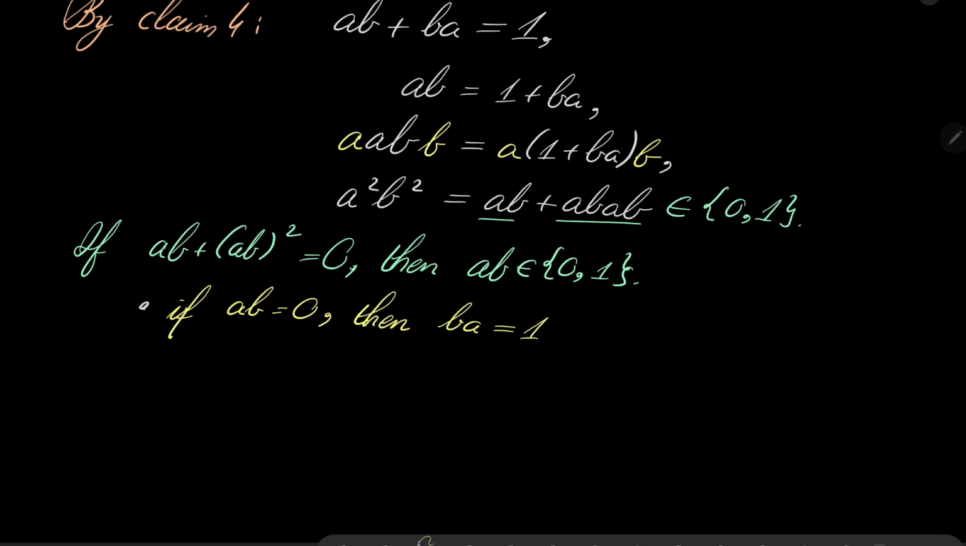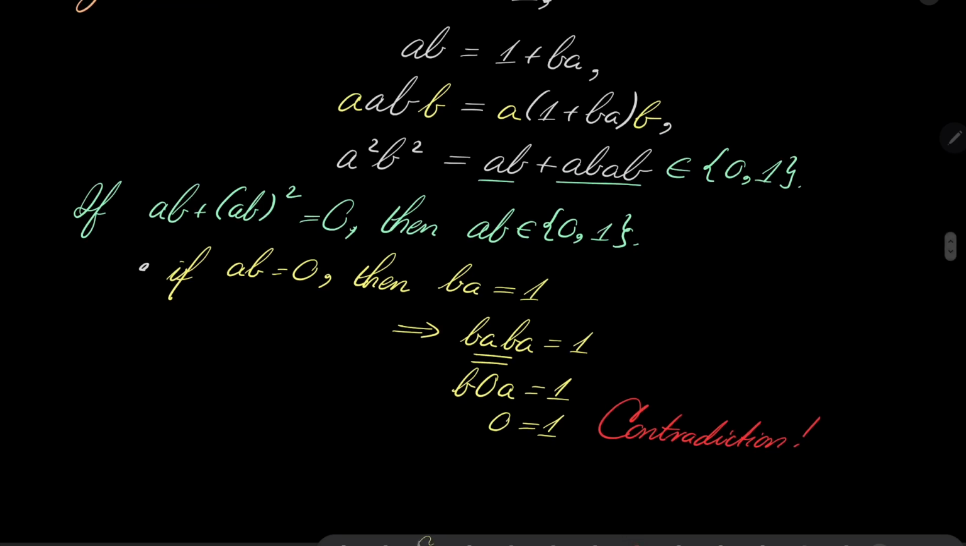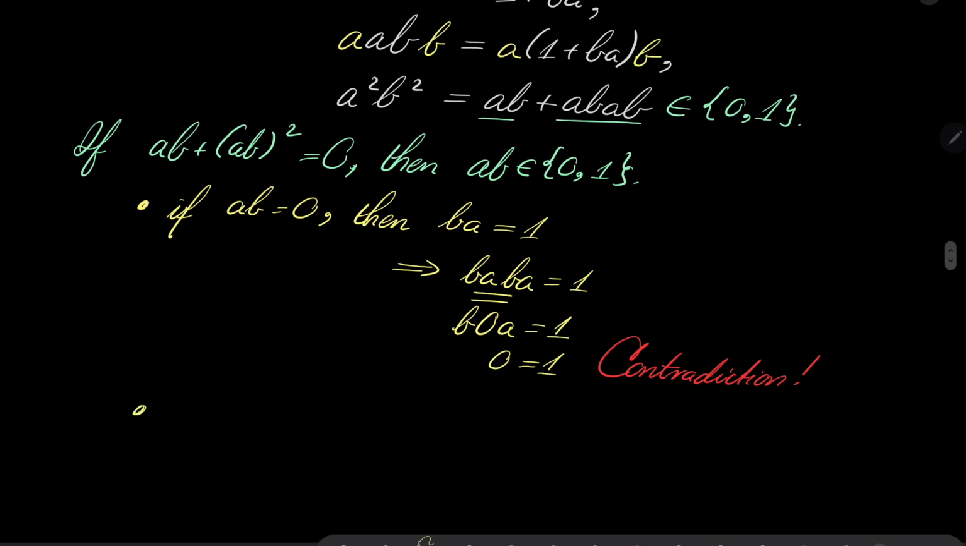But now it's problematic, because if we take this line, this implies that BA, after taking the square on both sides, is also 1. But here is the problematic part. Here is AB, B, 0, A equals 1, so 0 equals 1. Contradiction. It's a contradiction, so it's impossible. And now let's consider the second case.